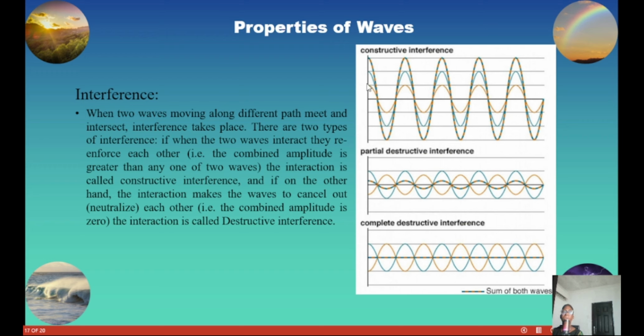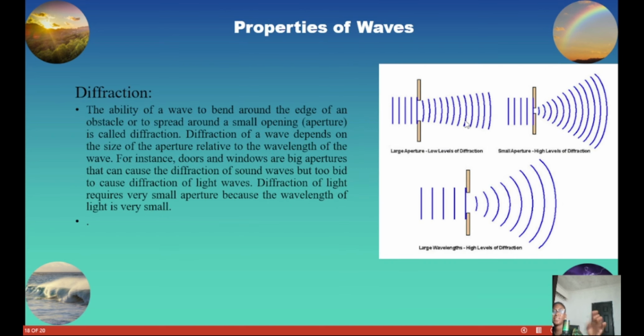Constructive. Look at each of the waves. This was the amplitude of this one, this was the amplitude of that one, but when the two of them combined together, look at the amplitude now. The amplitude became higher, and that is what is called constructive interference. On the other hand, if the interaction makes the waves cancel out, look at it now, this one was neutralized. This one is partial, this one is complete. At this point there is no more movement, the amplitude has been neutralized. If the interaction makes the waves cancel out each other, then the interaction is called destructive interference. So that's all about interference.